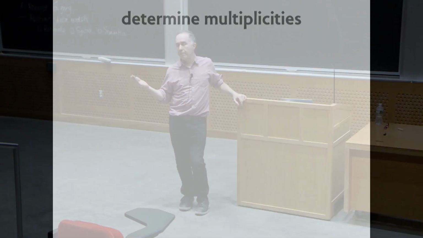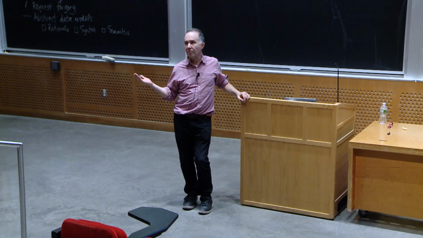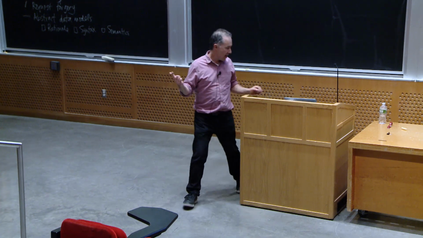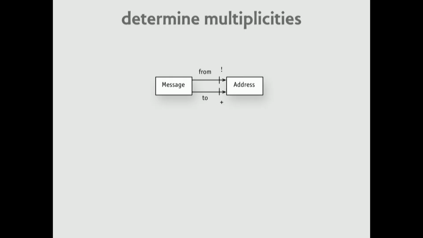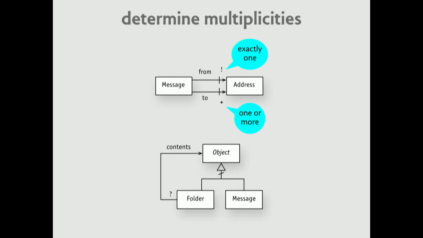So now we have relations. The last thing we need is to talk about how many things there are. So how many from addresses does an email message have? One. But of course, it can have many to addresses. So what I can do is mark that by using this exclamation mark to say exactly one, and this plus to mean at least one. Okay? So that's what those things mean. And then likewise, I can do this here. What do you think this says? That question mark means at most one.